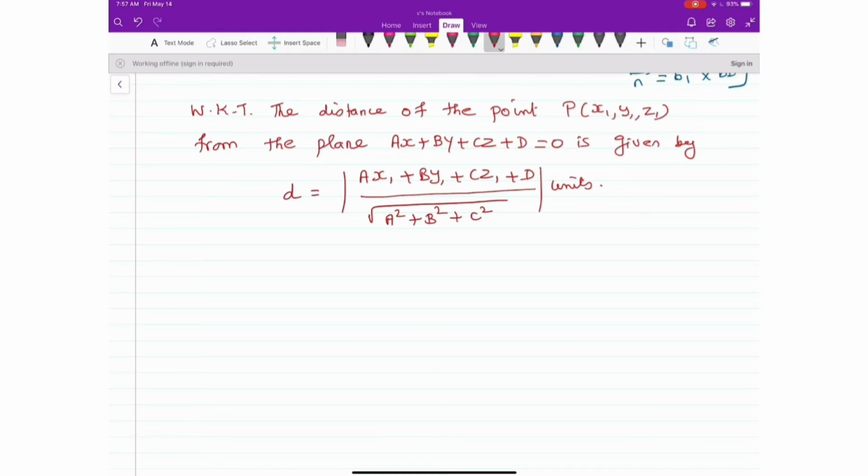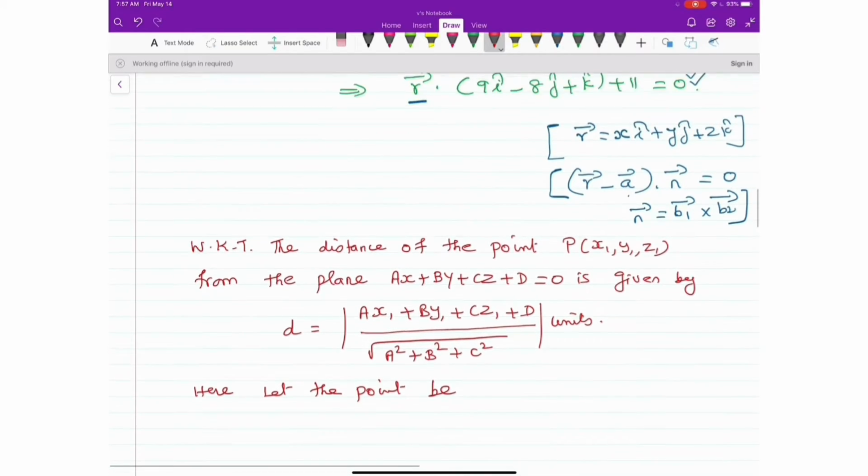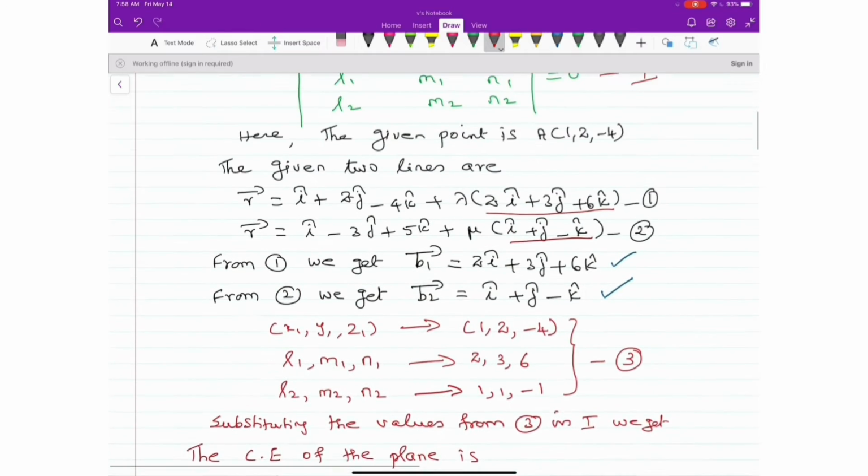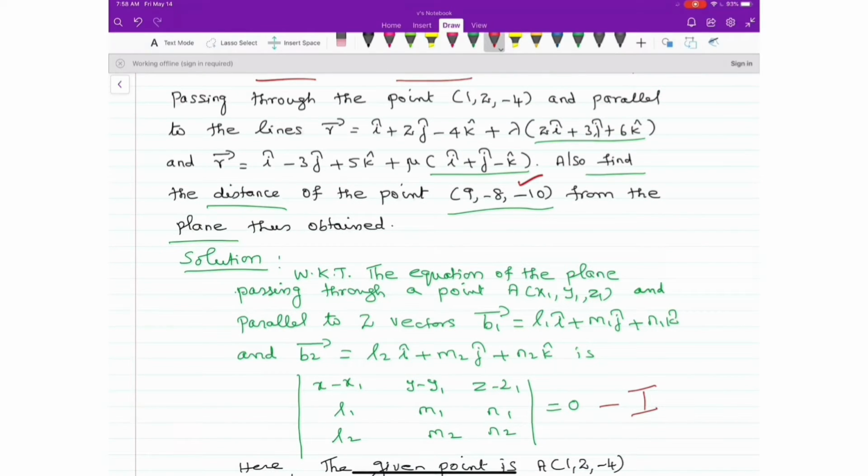Now here, though they have given the point, let us give a name to the point. Let the point be, see, the point is 9, minus 8, minus 10.